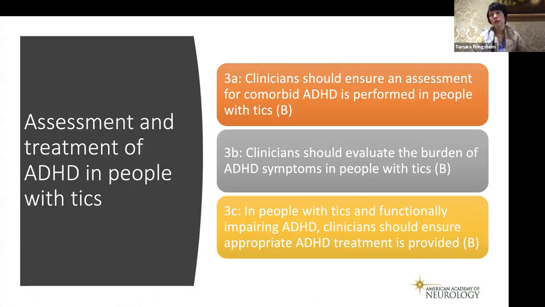So we made official recommendations about this in the American Academy of Neurology guidelines that clinicians should ensure an assessment for comorbid ADHD is performed in people with tics. And that clinicians should evaluate the burden of these ADHD symptoms in people with tics. And finally, that in people with tics and functionally impairing ADHD, clinicians should ensure that appropriate ADHD treatment is provided.